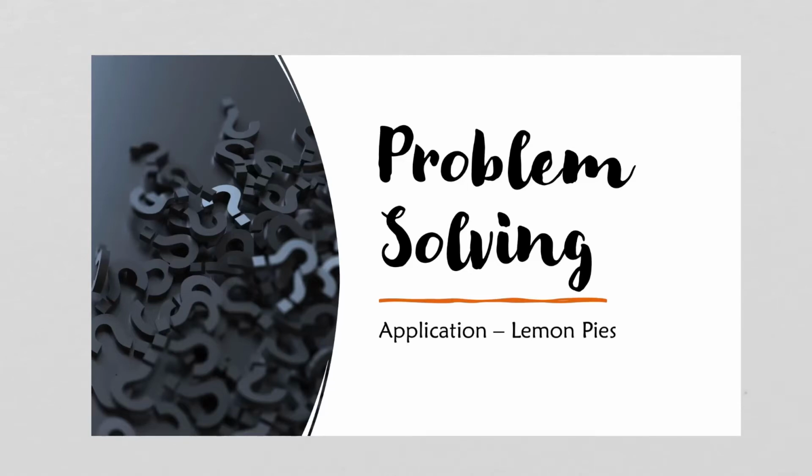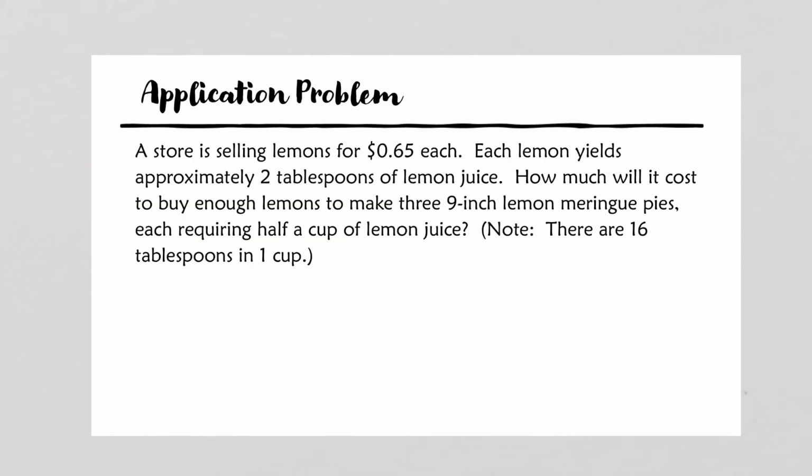In this video, we look at another application, this one involving lemon pies. A store is selling lemons for 65 cents each. Each lemon yields approximately 2 tablespoons of lemon juice. How much will it cost to buy enough lemons to make 3 9-inch lemon meringue pies, each requiring a half a cup of lemon juice? Side note, there are 16 tablespoons in 1 cup.